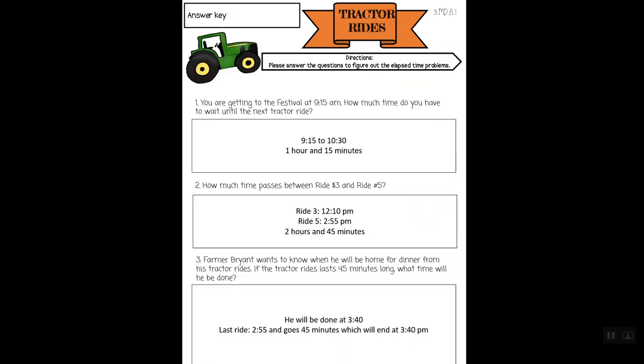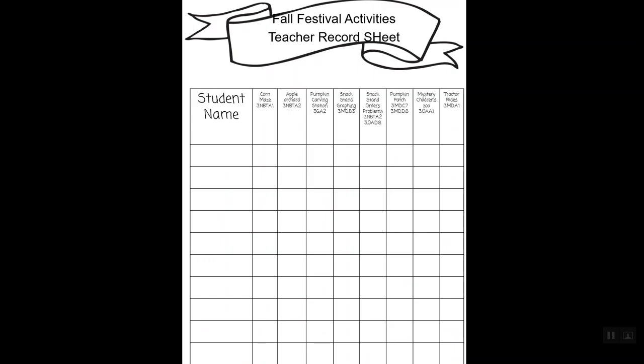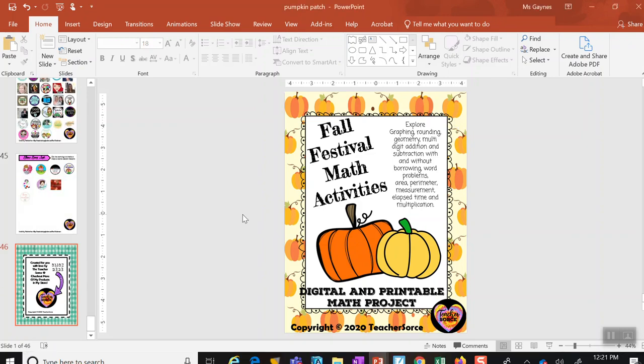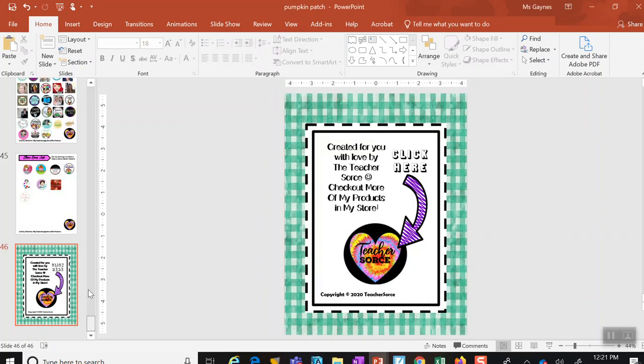There also will be a Fall Festival activity record sheet, so you can utilize this to see how the students are doing in the different standards if you want to utilize it for standards-based reporting or just knowledge on the specific standards for the students. Ends with the credits, and then my teacher source links. Let me just show you real quick how the digital activities work.